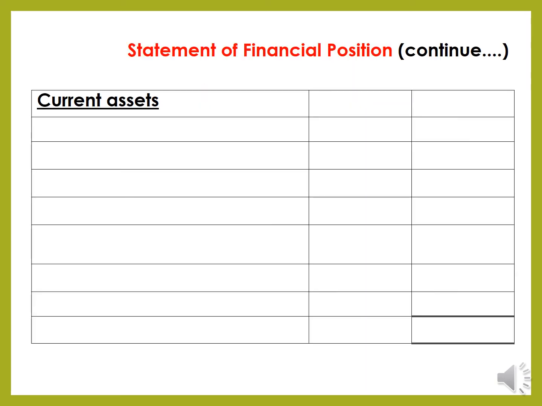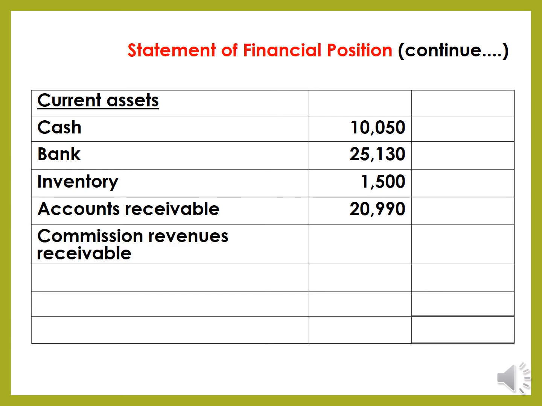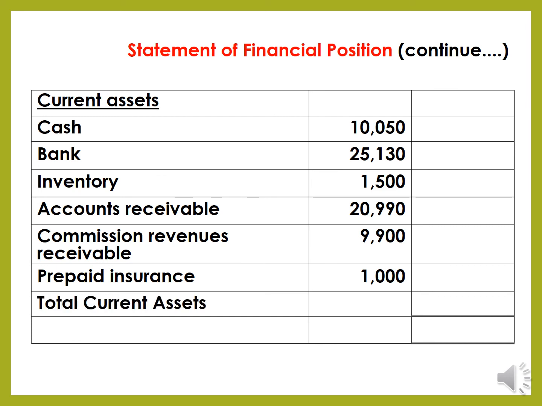We continue with the current asset. Cash 10,050, bank 25,130, inventory 1,500, accounts receivable is 20,990. For commission revenue receivable is 9,900. Prepaid insurance is 1,000. And the total current asset is 68,570. Then plus with the non-current asset, then you can get the total asset is 114,137.